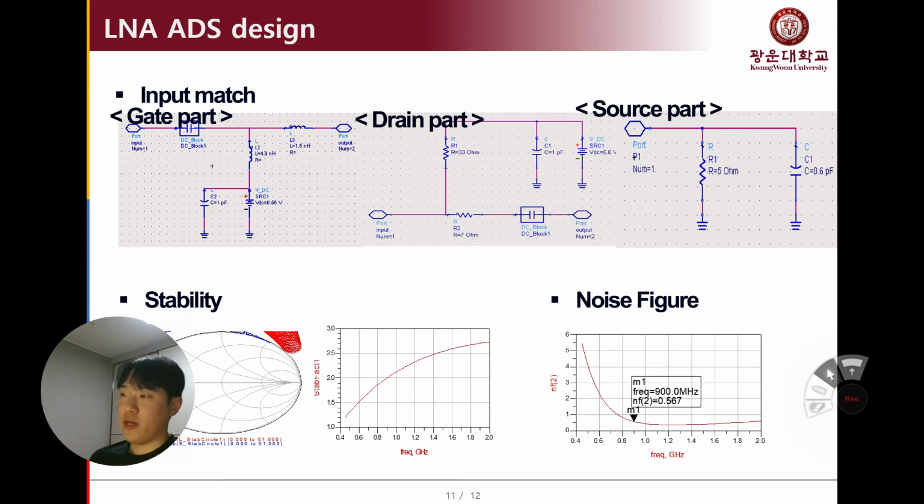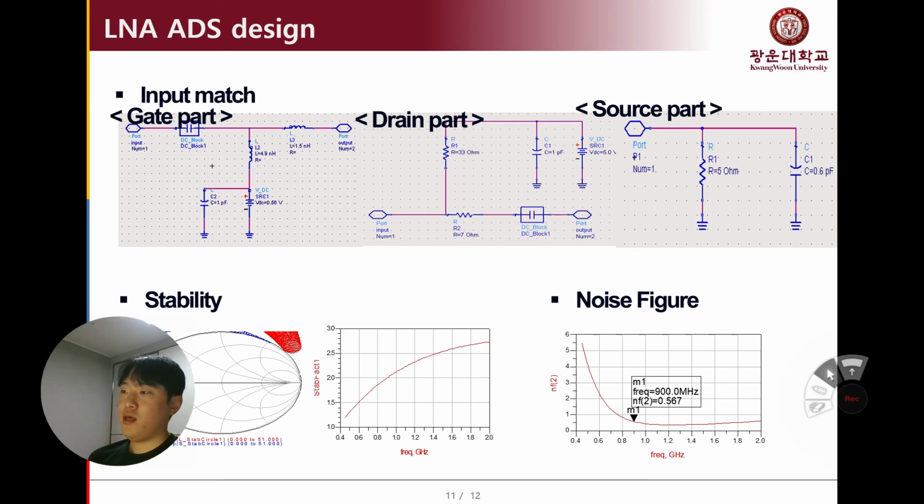At drain part, the output side simply used this block to prevent this from entering the output and attached a resistance of 7 ohms for stability. At source part, for stability, a resistance of 5 ohm was attached and grounded through a capacitor of 0.6 picofarad.